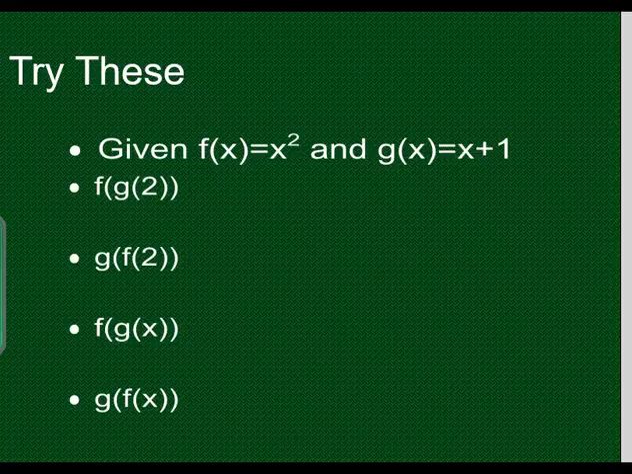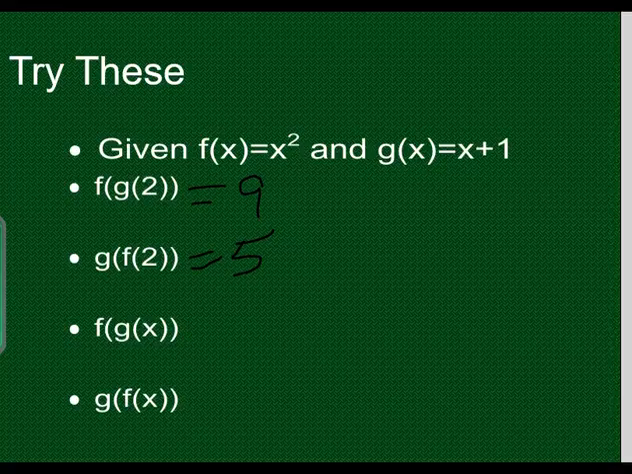Let's do it with some numbers. Okay, let's find f composed with g of 2. First find g of 2. 2 plus 1 is 3. And then find f of 3. F squares a number. 3 squared equals 9. That was easy. Let's try g of f of 2. The f of 2 would be 2 squared is 4, and g of 4 would be 4 plus 1 equals 5. Hey, that's simple.